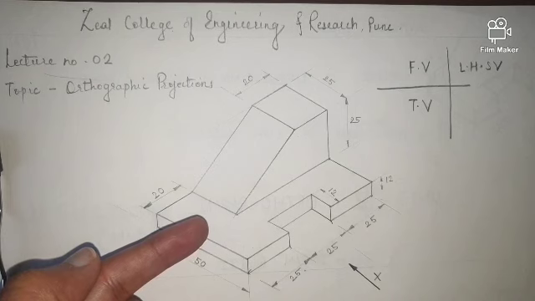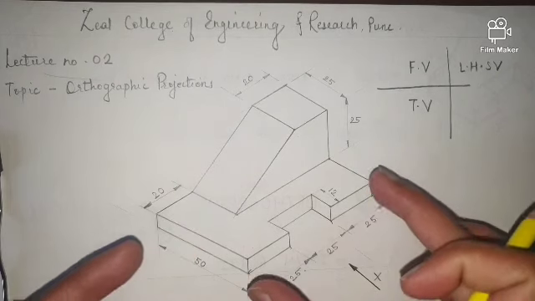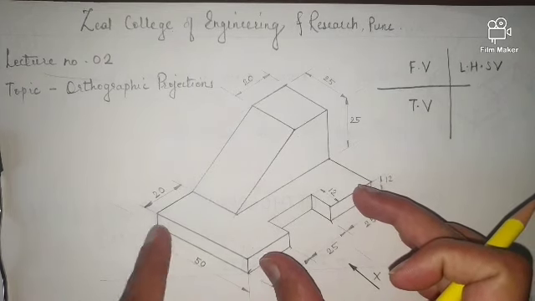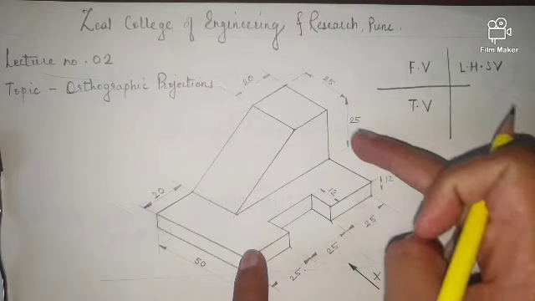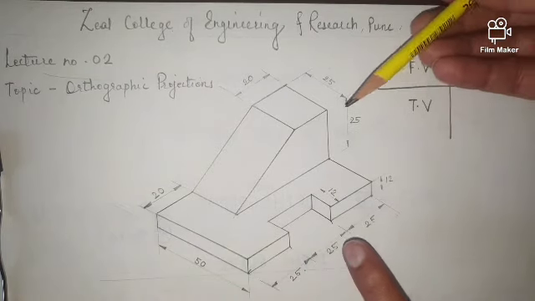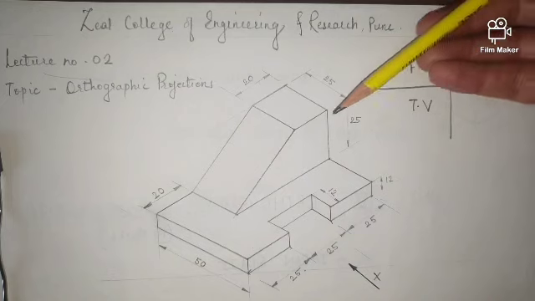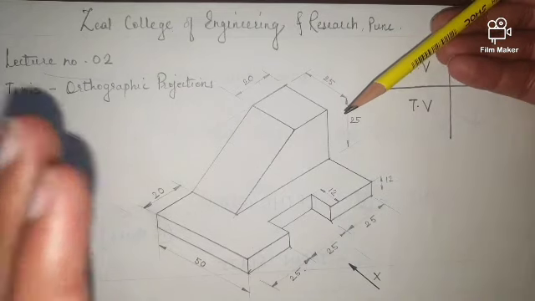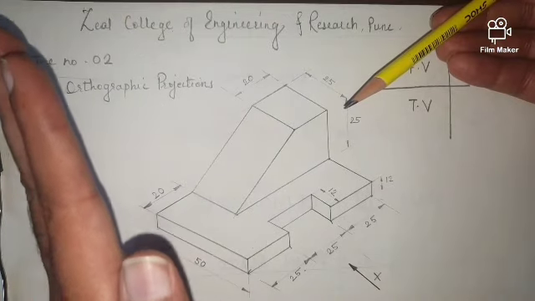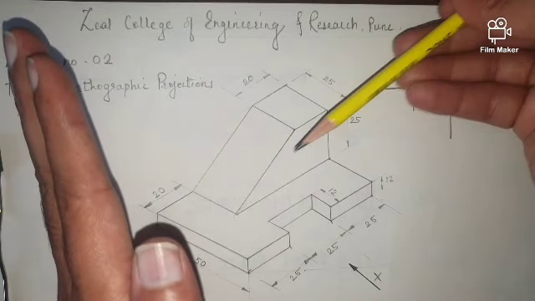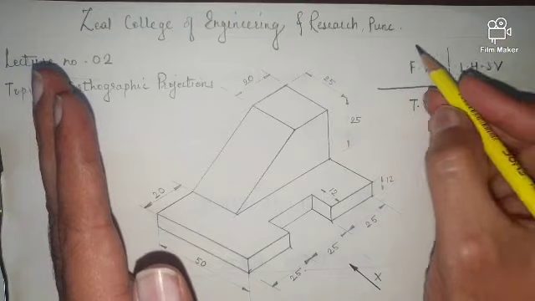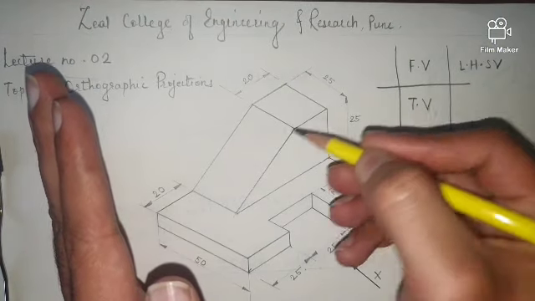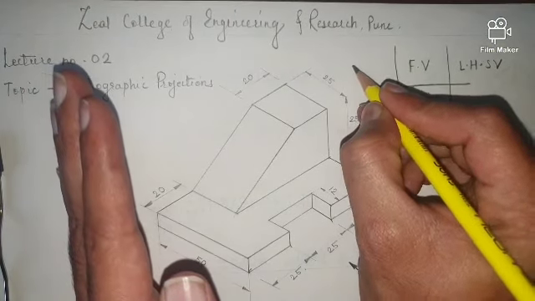Now the right hand side view. This is the object, this is the left hand side, and this is the right hand side. When we observe this object from this side, it will be projected on a plane right here, which is on the left of this. So the right hand side view will fall to the left of the front view.